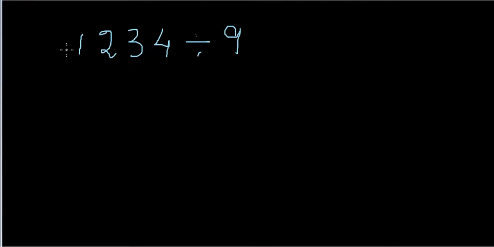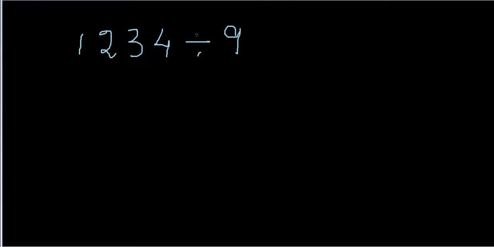Here, 9 is the divisor. 1, 2, 3, 4, the one which gets divided, is the dividend. The output we get is the quotient, and what's left off is the remainder. I know it's basic stuff, but I just want to brush up on it.